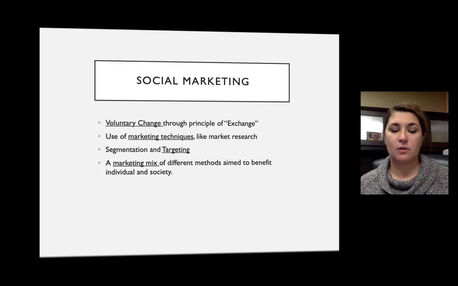The four key principles of social marketing are voluntarily changing through the principle of exchange. There is a clear benefit for the individual to change. The use of marketing techniques such as market research, segmentation and targeting, a marketing mix of different methods aimed at the benefit of the individual and society and not just the organization. An example of those have been the truth campaigns that have been going on for years for anti-smoking in the U.S. The research has suggested that these campaigns have actually decreased smoking habits in youth by 22%. So it's fairly successful to be able to use that.